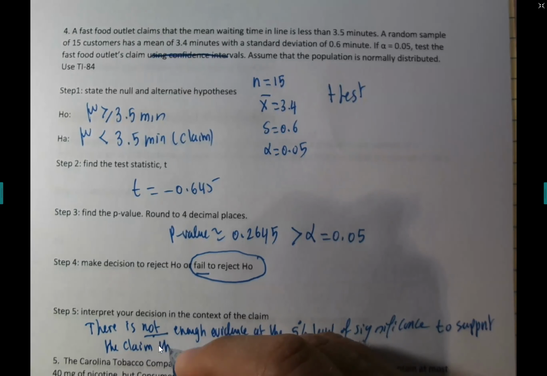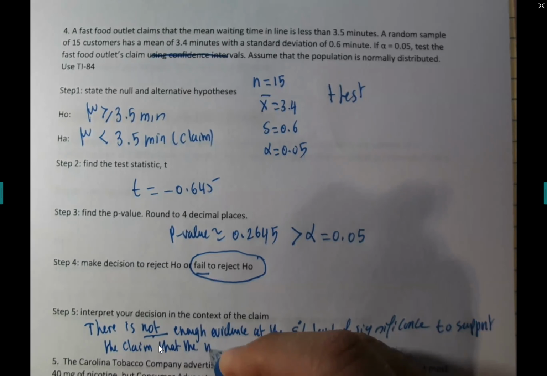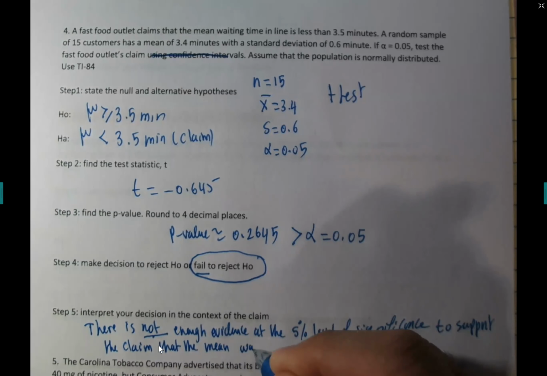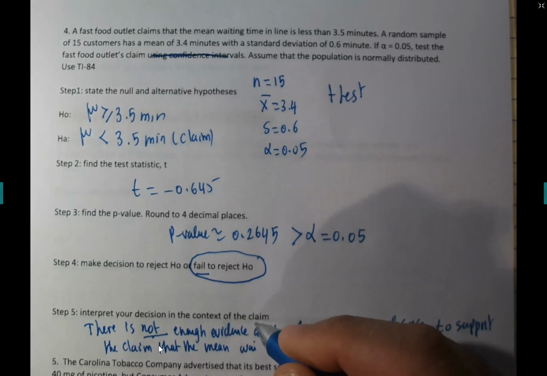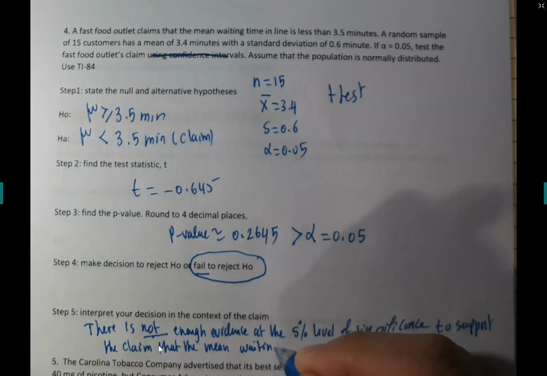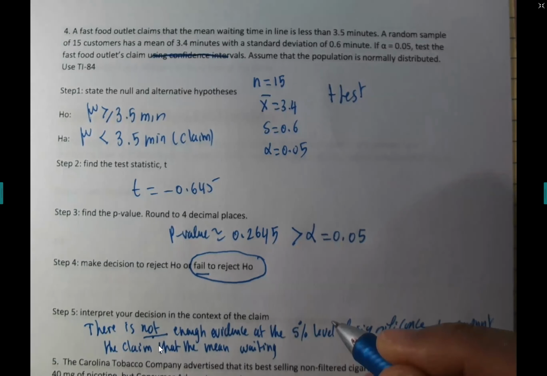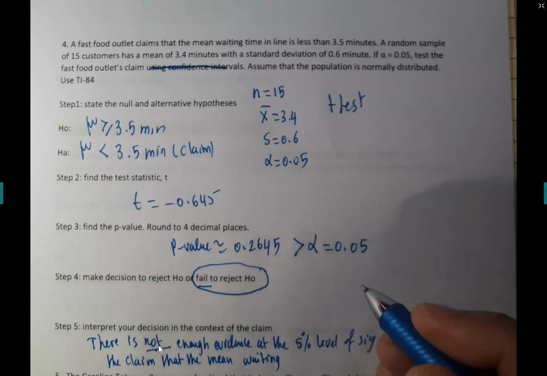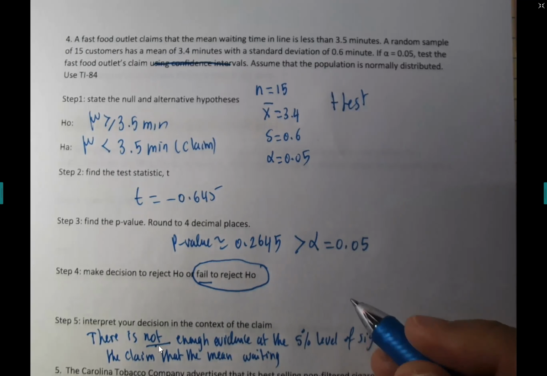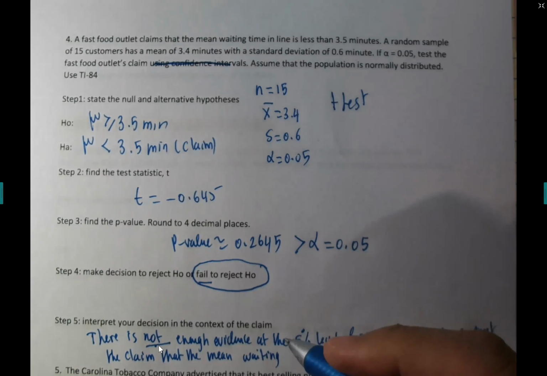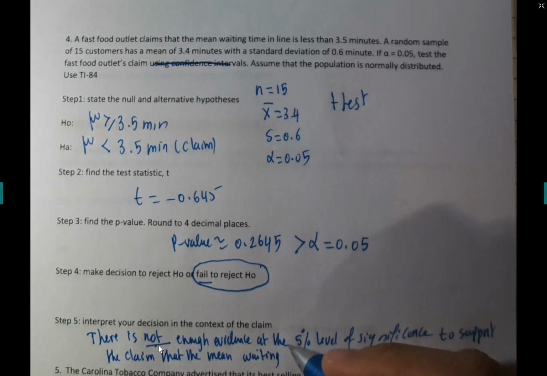that the mean waiting time in line is less than 3.5 minutes. So you can go, guys, and tell the fast food outlet that you're making a wrong claim here. And people can get in trouble, if you can justify that what they're advertising is wrong.